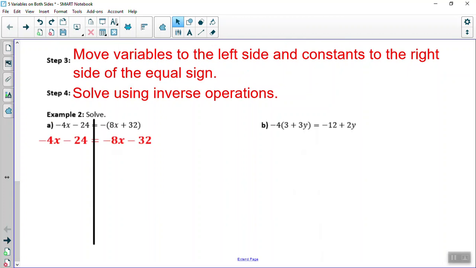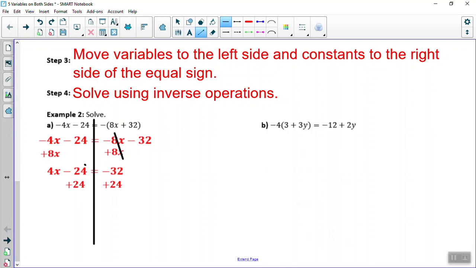Alright, now I can work on getting my two variable terms together on one side. So I need to use those inverse operations. So this time I'm going to add 8x to both sides so that I can have my variables on the left. And once I've done that, I'm down to 4x minus 24 equals negative 32. Now I want to get my 24 over to this side with the 32. So I'm going to add 24 to both sides.